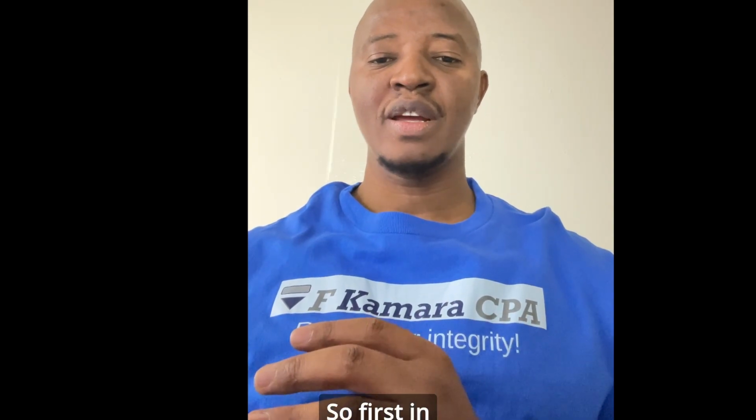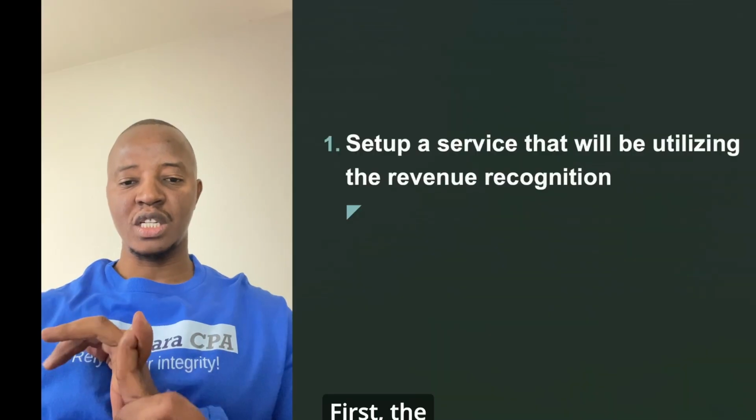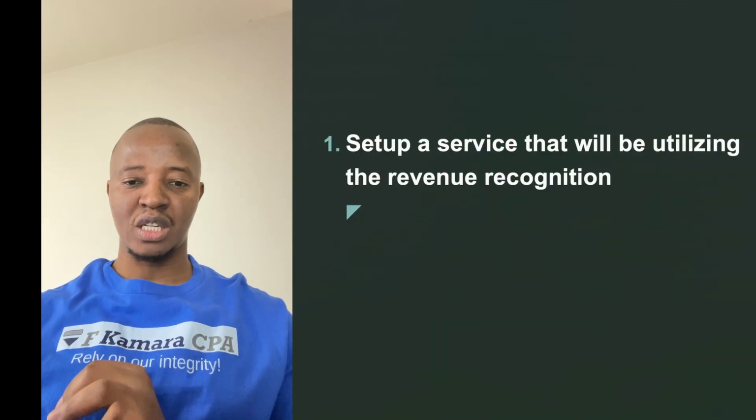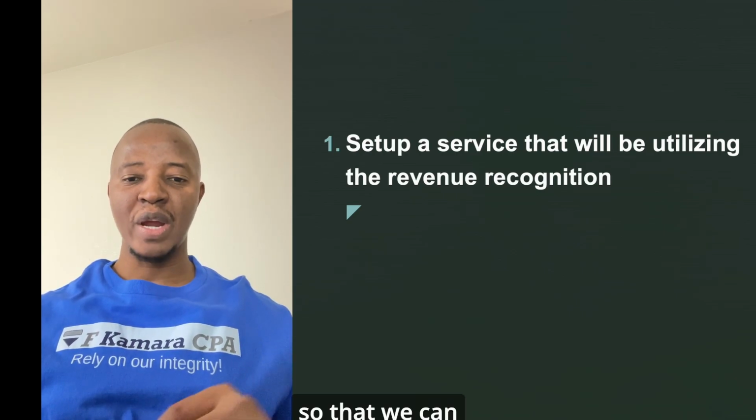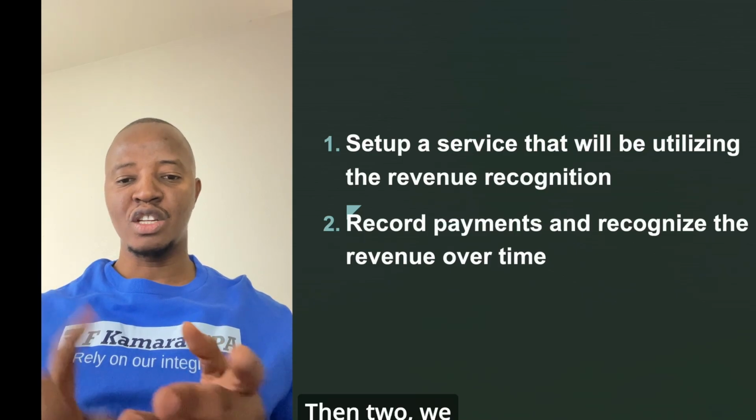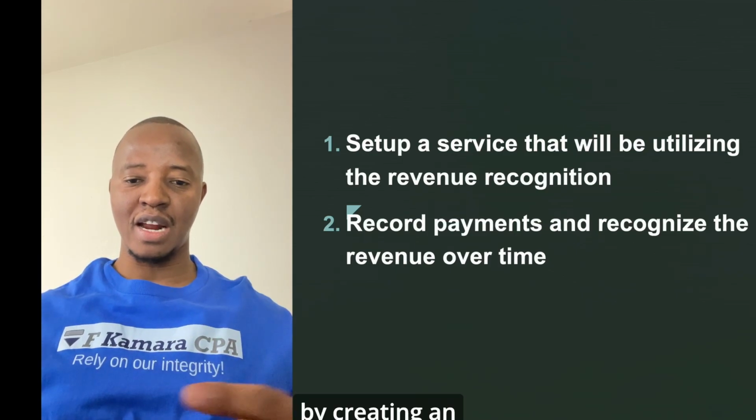So first, in this video, I'm going to go over 3 aspects. First, the setup. We need to set up the products and services from the product and services section so that we can create a service for this. Then 2, we are going to recognize the revenue by creating an invoice.